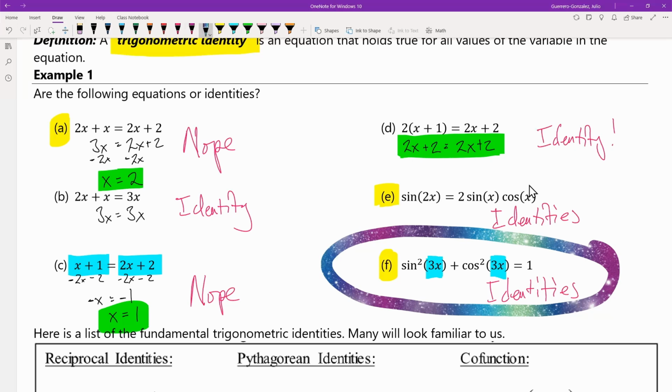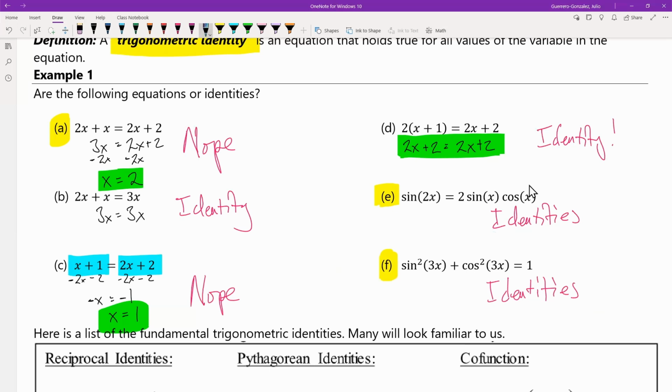Technically, it doesn't matter what this is, so long as it's the same, because that's what the identity says. It can be whatever it wants. So sine squared plus cosine squared is always equal to 1. This is the Pythagorean identity, and since it works for any angle I put into it, it is an identity.